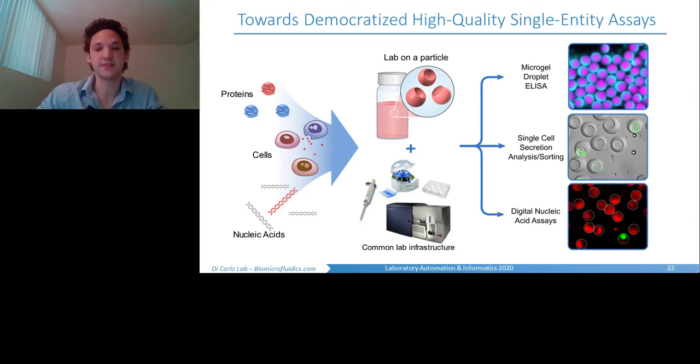Aside from these single cell secretion assays, we don't see this as a one-off tool. We see this as just the beginning of a larger tool set that can be used to probe the limits of biology, looking at all single entities. For example, looking at proteins at low concentrations or even single proteins using these microgel droplet ELISA assays, or perhaps looking at nucleic acid, doing digital nucleic acid assays with these lab on a particle systems.